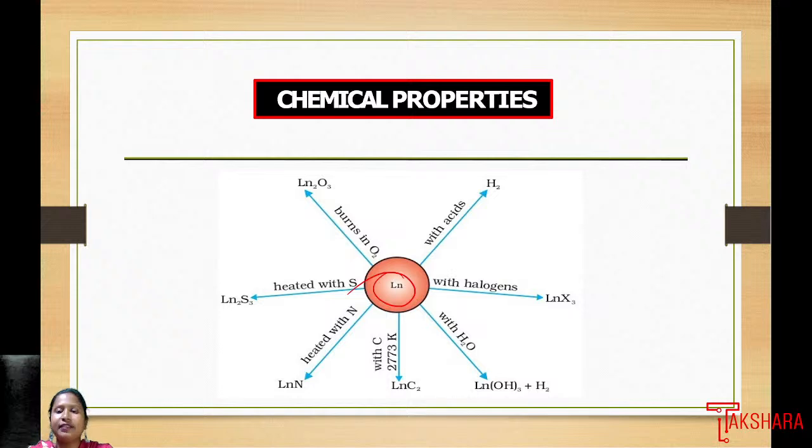So this is lanthanum. Here this is like a star mark flow chart. By taking this one chart we can complete all the reactions or chemical reactions of the lanthanides.